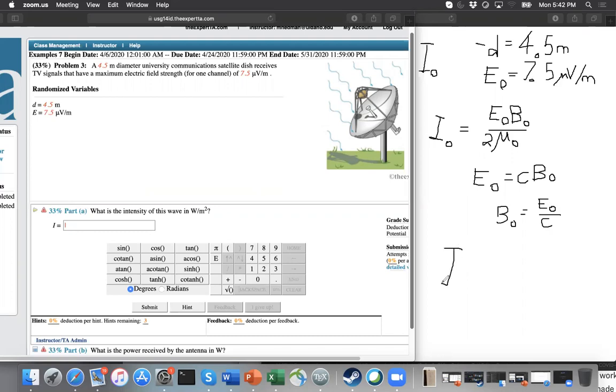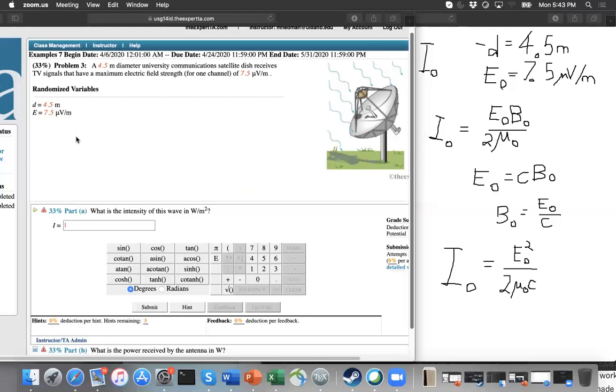So we can rewrite this expression for the intensity in the following form. We just put in E naught over C for B naught, and we'll have E naught squared on the top because we have E naught times E naught over 2 mu naught C. Now we have one thing we know. Yep, that's good. And we have fundamental constants. Notice D doesn't enter in here. The size of the dish doesn't matter for the intensity. This is just something about the wave.